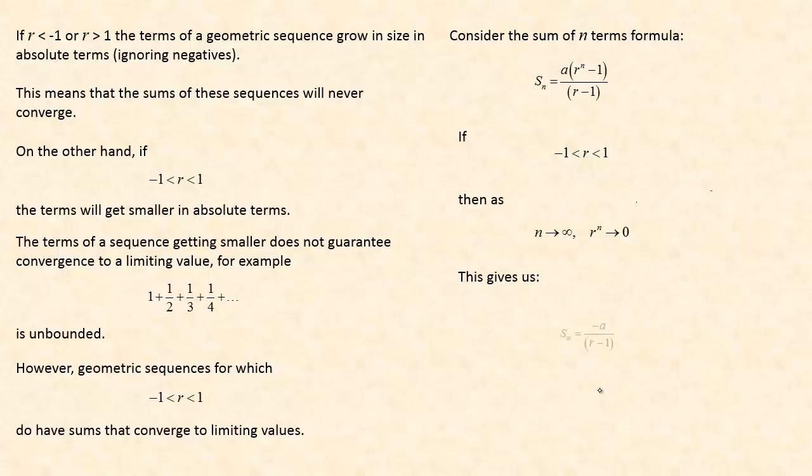This gives us S of infinity is -a over r minus 1. All we've done there is put the r to the n equal to 0 in the formula because we know it will tend to 0. Multiplying top and bottom by -1 gives it rather more neatly as a over 1 minus r.